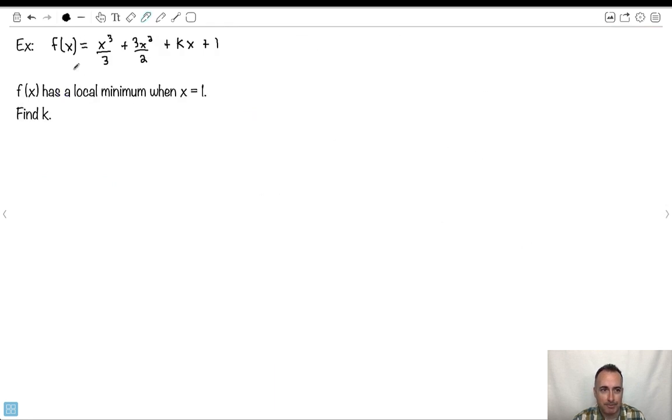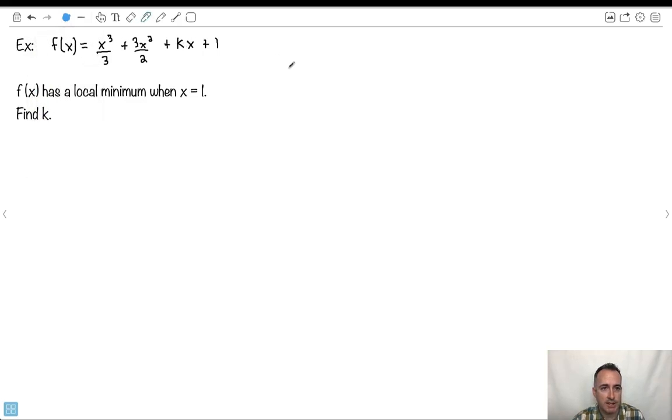So let me show you this. What if it's phrased like this with some k value? And they say f of x has a local minimum when x equals 1. Find k. Uh-oh. Using your graph won't help you here because your graph doesn't know what to do for k. I guess you could do this on your TI-Nspire and guess for k, but let me show you how to properly do this.